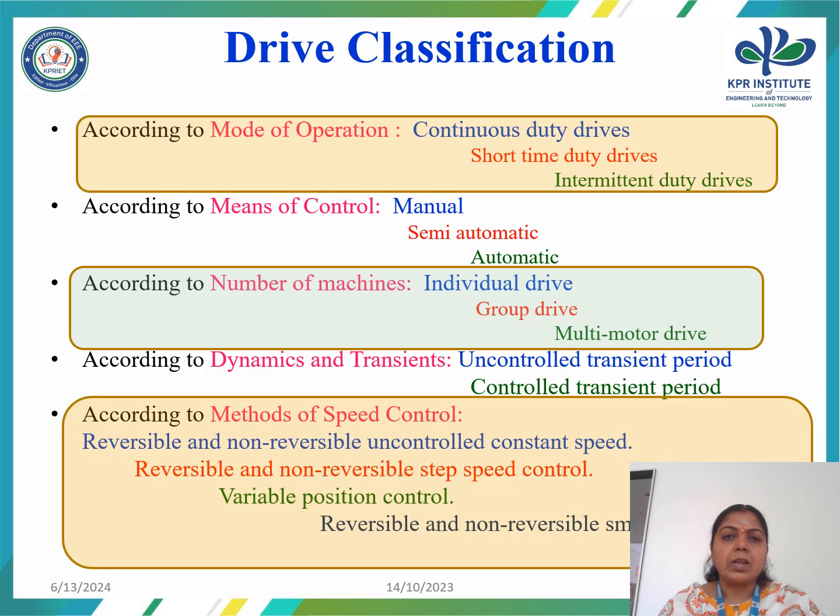So these are another way of classifying a drive. According to the mode of operation: continuous duty, short time duty and intermittent duties. According to the means of control: manual, semi-automatic and automatic. According to the number of machines: individual drive, group drive and multi-motor drives. According to the dynamics and transients: uncontrolled transient period, controlled transient period. According to the method of speed control: reversible and non-reversible, uncontrolled constant speed, reversible and non-reversible step speed control, variable position control, reversible and non-reversible methods.